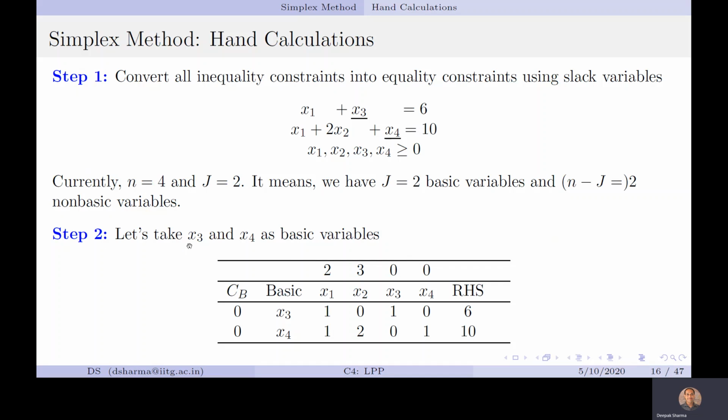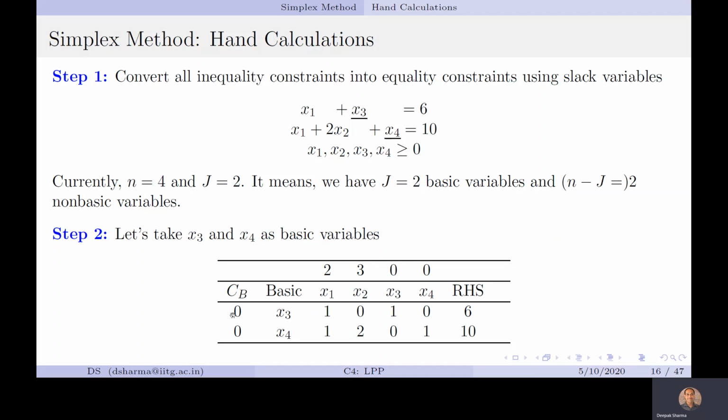Now in step 2, as we have decided, x3 and x4 are going to be the basic variables. So for equation 1, x3 is the basic. For equation 2, x4 is the basic. Now look at the CB column. We have written 0 and 0 because the coefficients of x3 and x4 in the objective function are 0 and 0. So that's why we have taken 0 and 0 here.